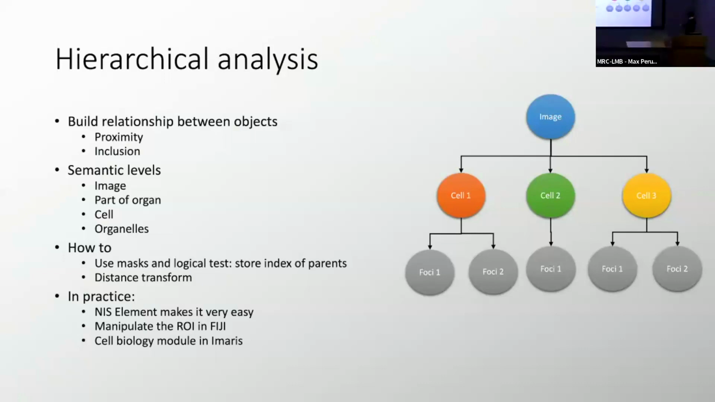to get the index of the arrays or compute a distance transform to know if foci 1 is in cell 1 or in nucleus 1, etc. This kind of approach is very easy in GA3, so General Analysis 3 in the Nikon software. In Fiji, you will need to manipulate the ROIs to find if they are intersecting or not. And there is a separate module in Imaris which allows you to build this.